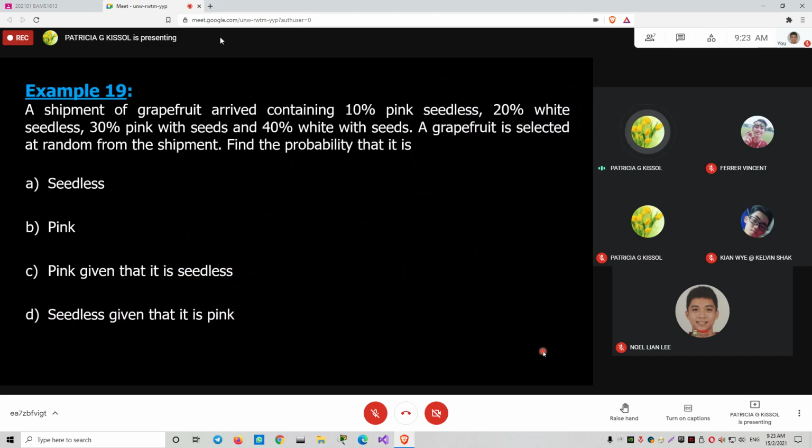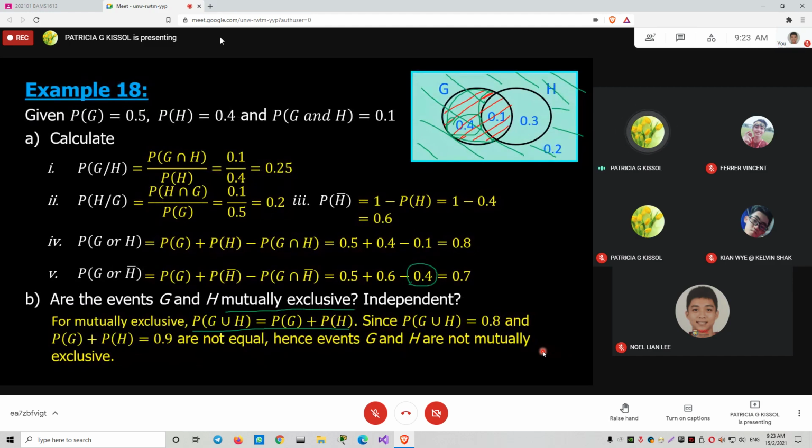Oops, I didn't answer about independent here, did I? So independent is, in a way, you can explain using the addition rule. Let me get my pen.